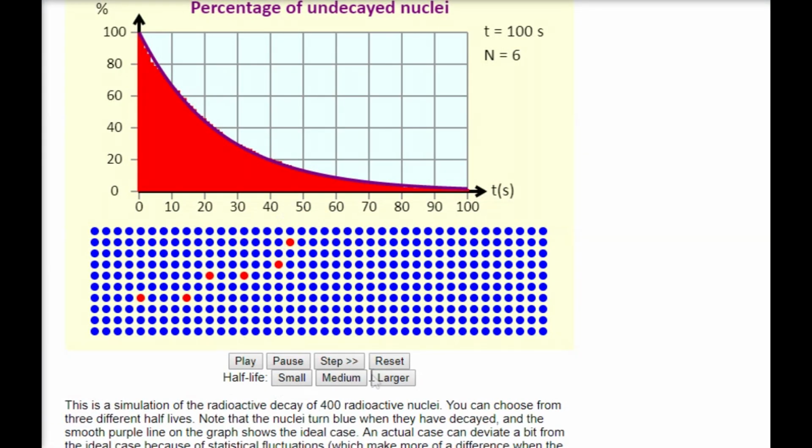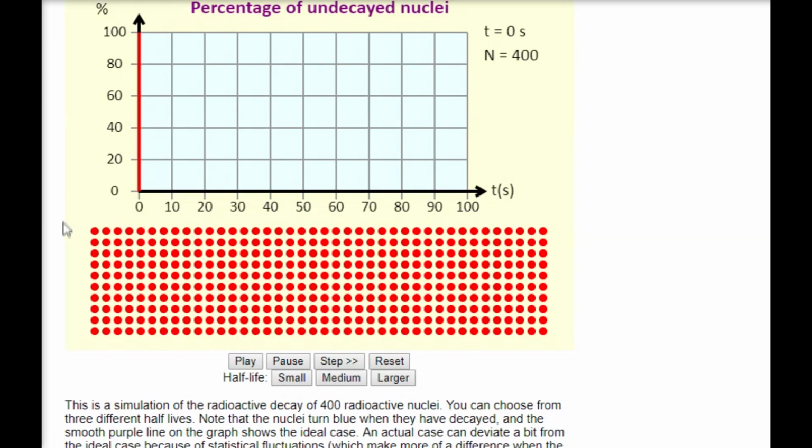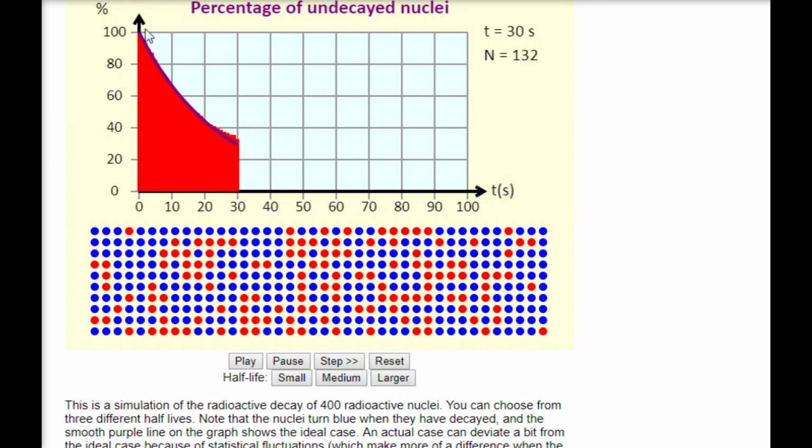Okay, so if I reset this, take a note of these. These are the parent isotopes. These are the undecayed nuclei. You've got the percentage over here, and right now the percentage of undecayed nuclei is 100%. So let's see what happens when we press play. These are turning blue, and of course this is going down and down and down.